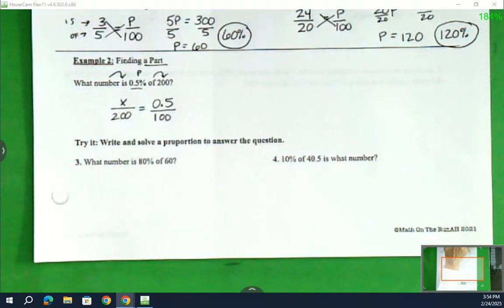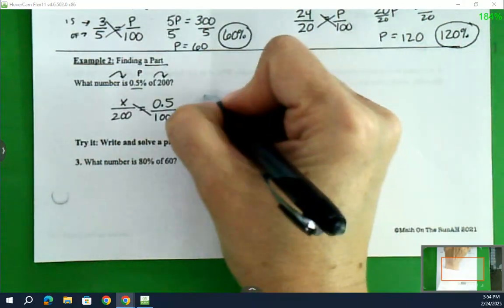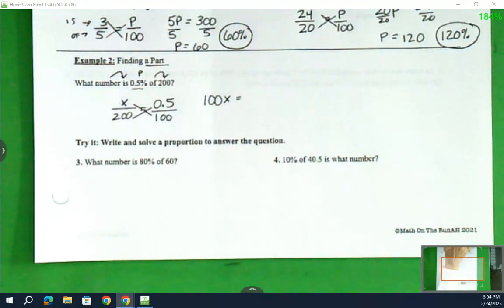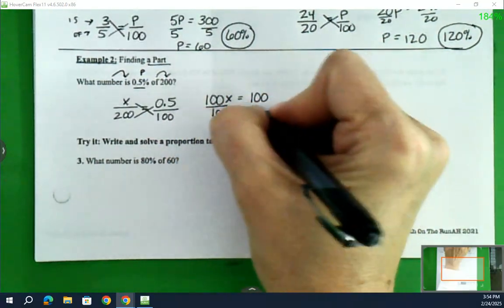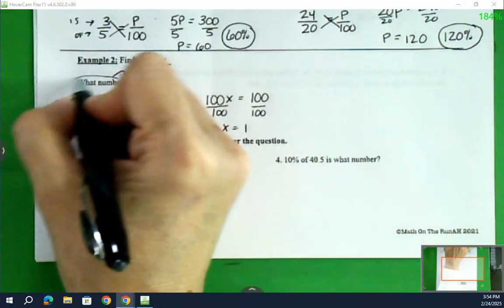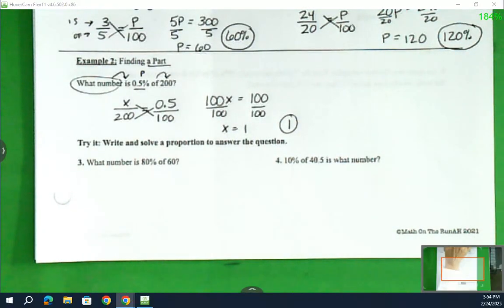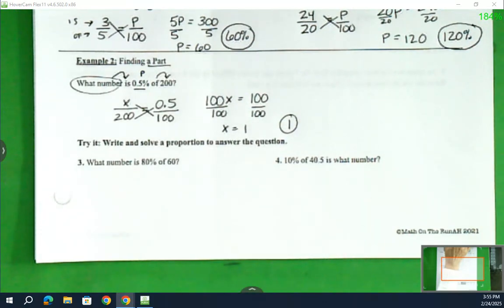Okay, once you have the setup, we are going to just use cross products again. 100x equals 200 times 0.5. You'll have to type that out, and that actually works out to be 100. Divide by 100, and we get x equals 1. And since we're asked for a number, that's not a percent. 1 is just 1. That is the number that we're looking for. Okay, pause and try questions 3 and 4.